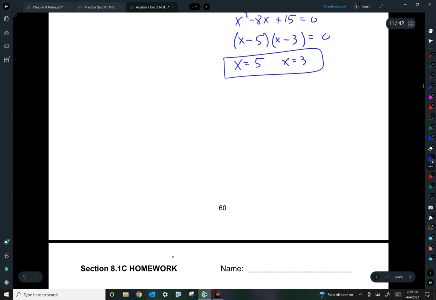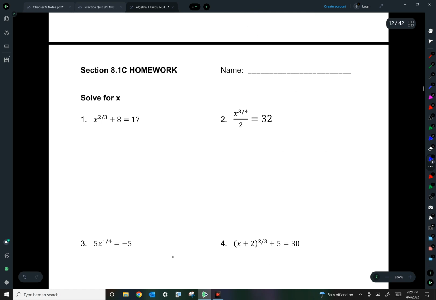Okay, so that is section 8.1c, and the homework is on page 61.